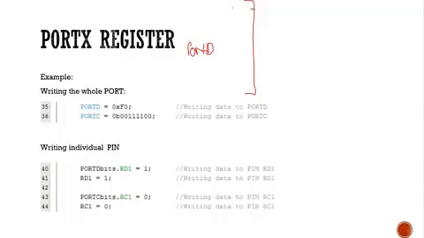RD0, RD1, RD2, RD3, RD4, RD5, RD6, and then the last one, RD7. Okay, and then the respective bit.